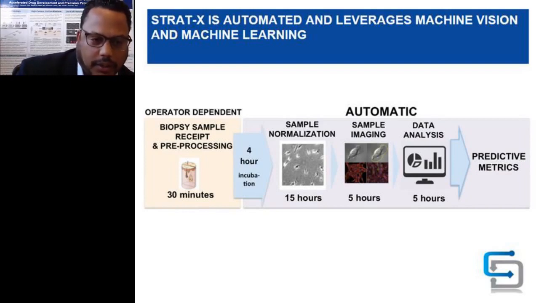It's normalized specifically to an extracellular matrix formulation that not only keeps the cells alive, but then promotes the cells to react in very specific ways that might be interesting for the prediction of interest. Then there's the sample imaging, which can be anywhere around 5 hours, and then the data analysis, which is done on the cloud, that will yield predictive metrics.